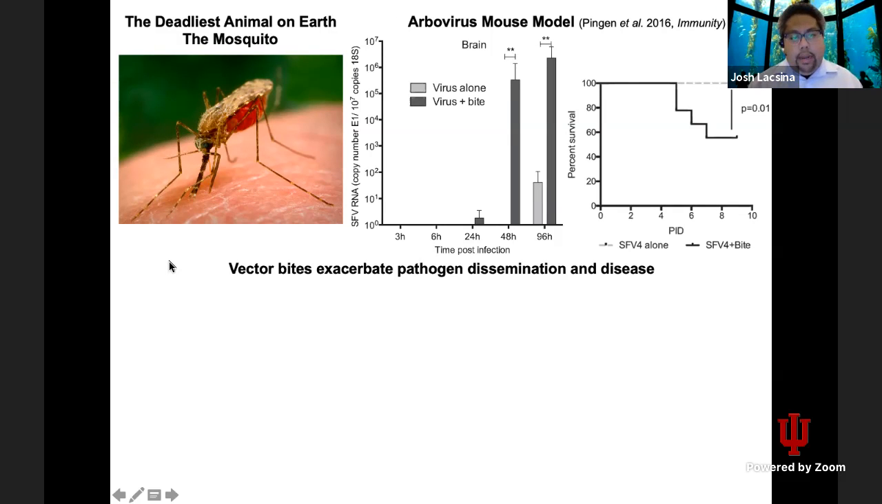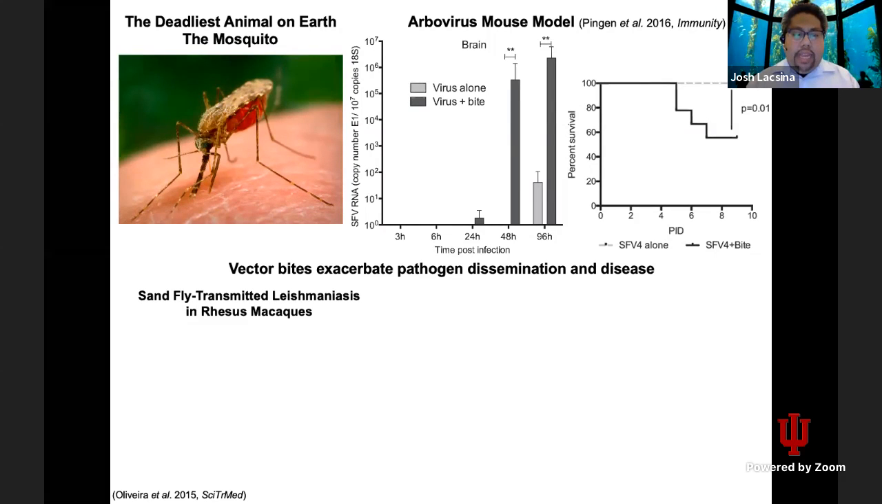Now, the flip side of this interaction comes from experiments from our own group, where we looked at the parasitic infection Leishmania, which is a protozoan parasite transmitted by the bites of sandflies. And we tested the ability of sandflies to transmit Leishmania in a non-human primate model, these rhesus macaques.